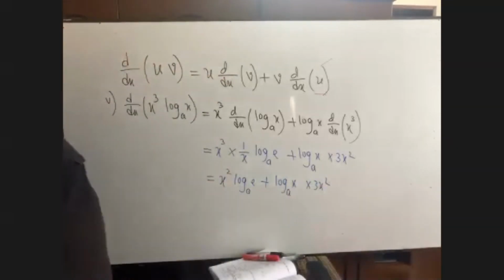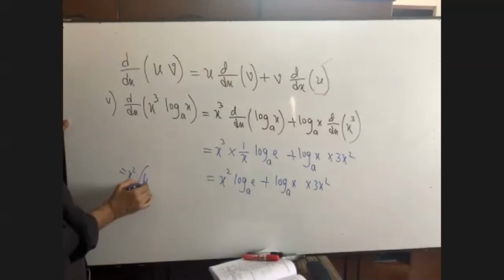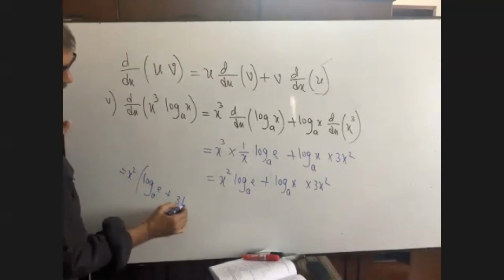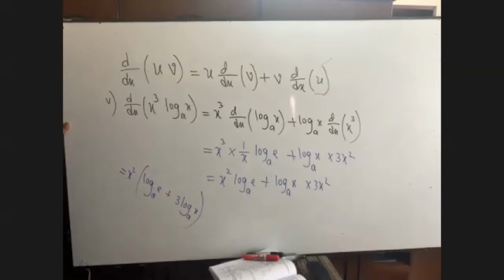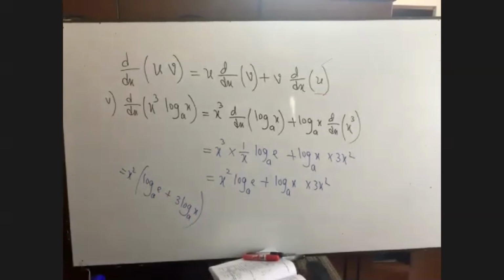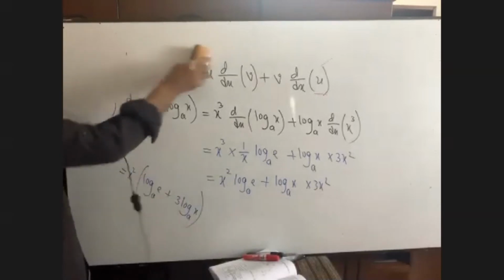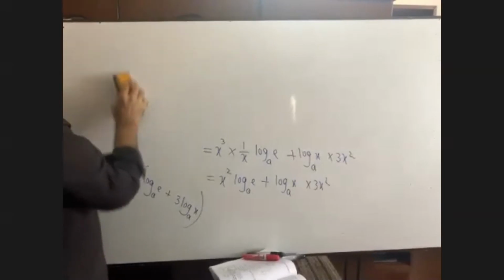Now you can take x square common. We are left with log a base e plus 3 log a base x. I think I've got it, right? So you did a lot of maths on the formula of multiplication.